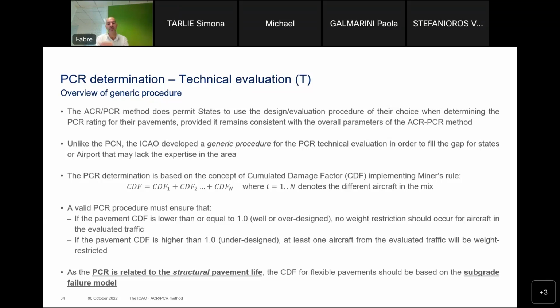The last, very important point: as the PCR is related to the structural pavement life, the CDF for flexible pavement should be based on the subgrade failure model. But for pavement design, which is another story, common and usual pavement engineers' practice also imposes the verification of the CDF at the bottom of the asphalt or bituminous layers. So common practice verifies which criterion reaches the value of one first.